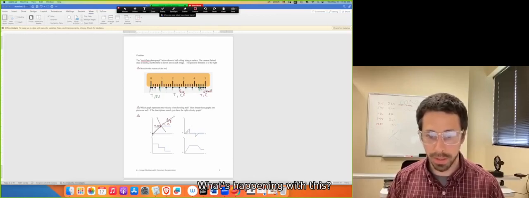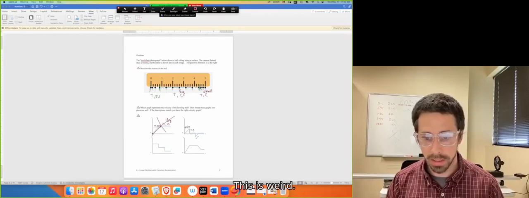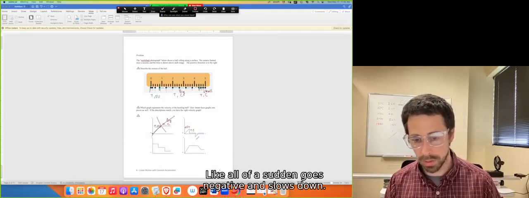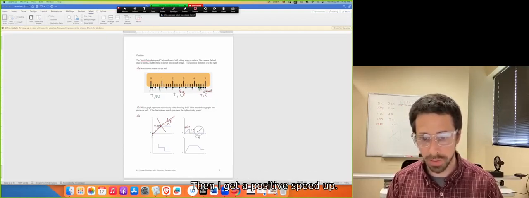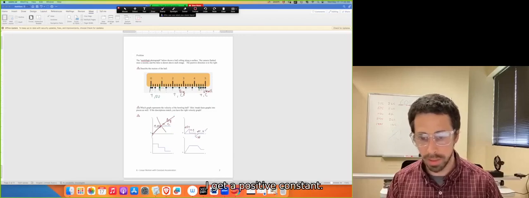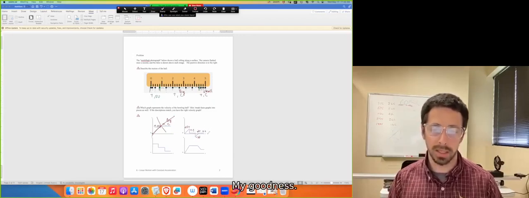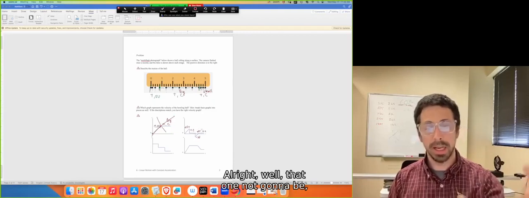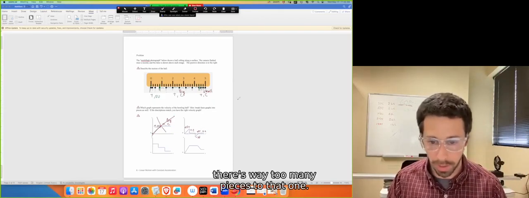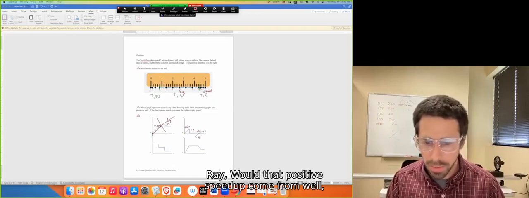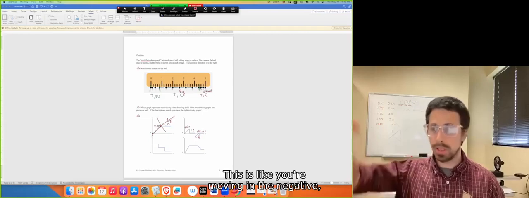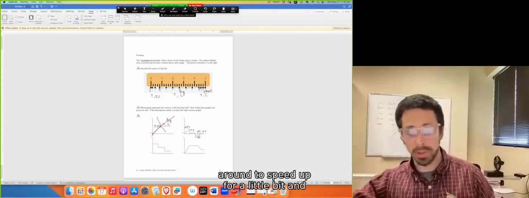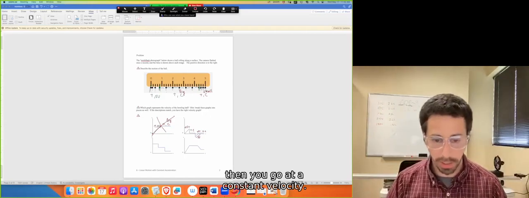All right, what's happening with this? I get a positive speeding up, positive constant. Ooh, this is weird. All of a sudden it goes negative and slows down. Then I get a positive speed up. This one's complicated. Then I get a positive constant. My goodness. All right, that one's not going to be it. There are way too many pieces to that one. Dr. Ray, where'd that positive speed up come from? Well, look, you went from the negative to the positive side. So you're moving in the negative, you stop, and then you turn around, you speed up for a little bit, and then you go at a constant velocity.